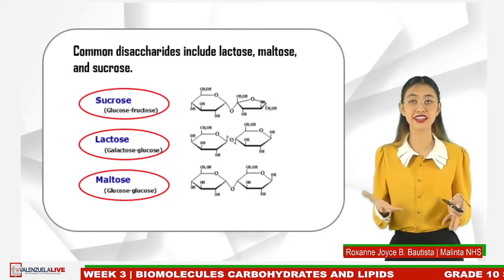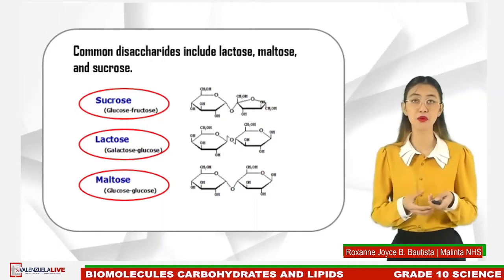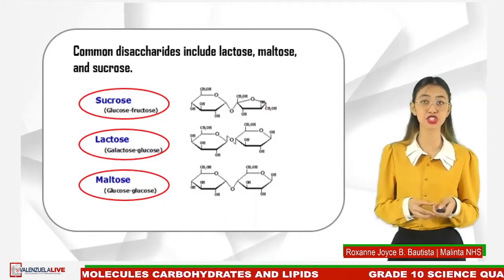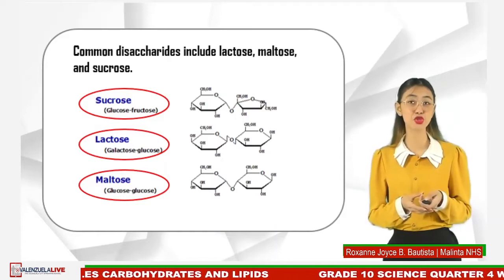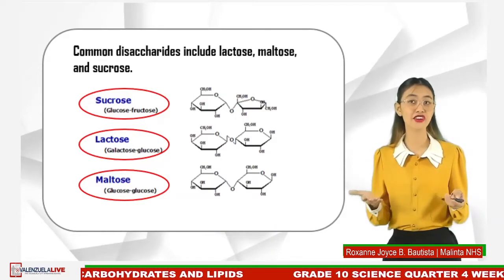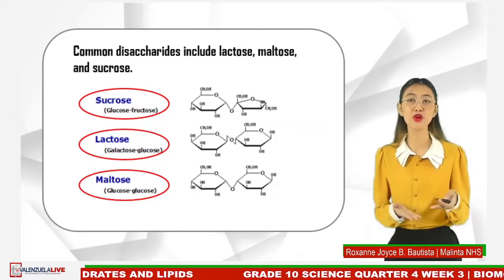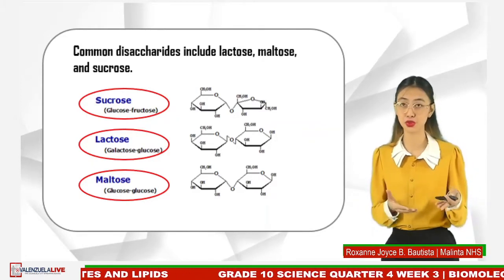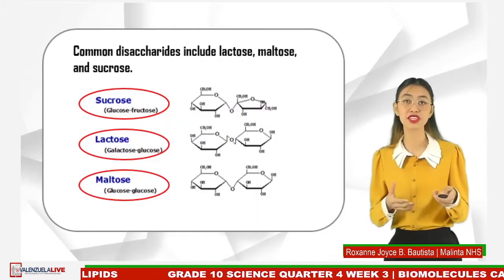For instance, the diagram shows glucose and fructose monomers combining via dehydration reaction to form sucrose, a disaccharide we know as table sugar. Common disaccharides include lactose, maltose, and sucrose. The most common disaccharide is sucrose, or table sugar, which is made of glucose and fructose.